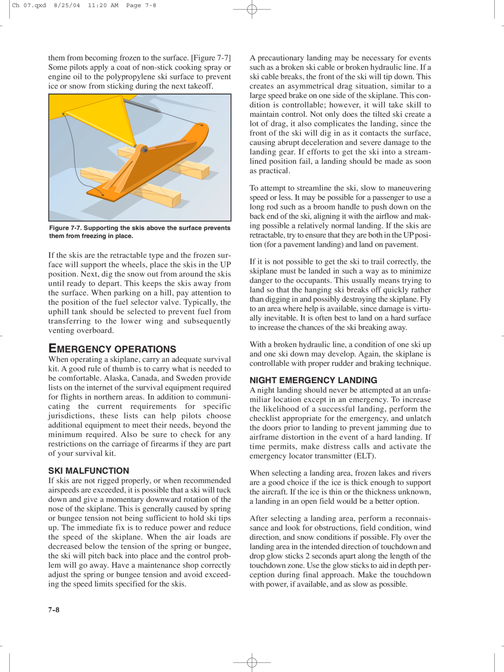When selecting a landing area, frozen lakes and rivers are a good choice if the ice is thick enough to support the aircraft. If the ice is thin or the thickness unknown, a landing in an open field would be a better option. After selecting a landing area, perform a reconnaissance and look for obstructions, field condition, wind direction, and snow conditions if possible. Fly over the landing area in the intended direction of touchdown and drop glow sticks 2 seconds apart along the length of the touchdown zone. Use the glow sticks to aid in depth perception during final approach. Make the touchdown with power, if available, and as slow as possible.